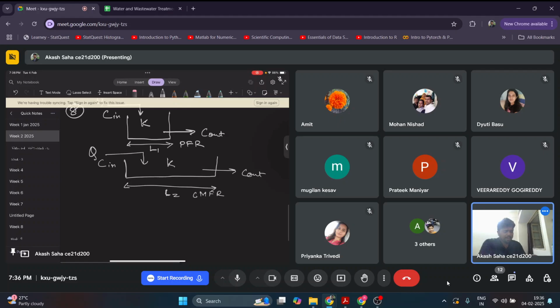So now we have to find the ratio of L2 by L1. This we have to find out. And what is given? C by C naught is equal to 0.8. What do you mean by C by C naught is equal to 0.8? Can you tell me? C is nothing but C out, and C naught is nothing but C in, what I have shown in the figure. So C out by C in is equal to 0.8.